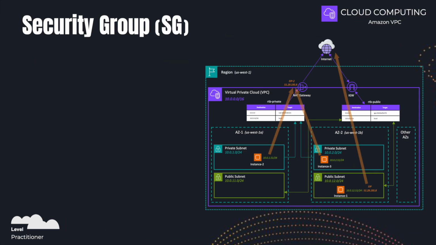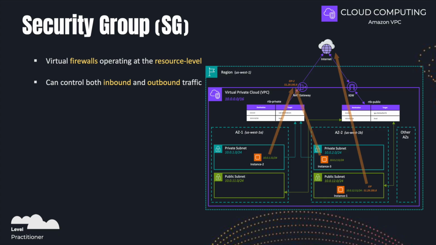Alright, switching gears to the security section. Let's take a look at security groups. Security groups are virtual firewalls that operate at the resource level. Security groups can control both inbound and outbound traffic for your resources. For example, you can define which IP address, which port number, or which protocol types are allowed on your inbound or outbound traffic.